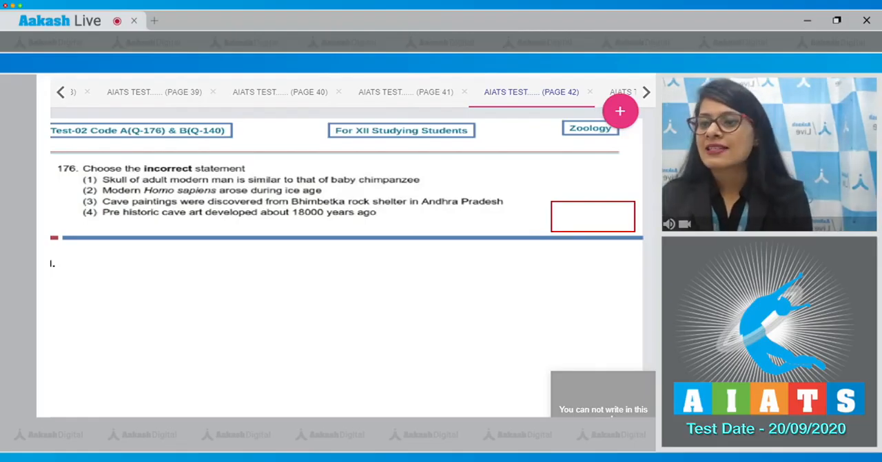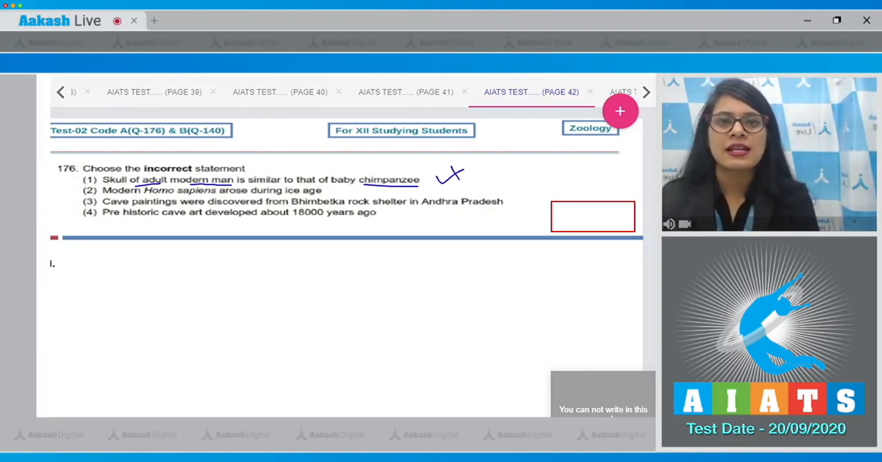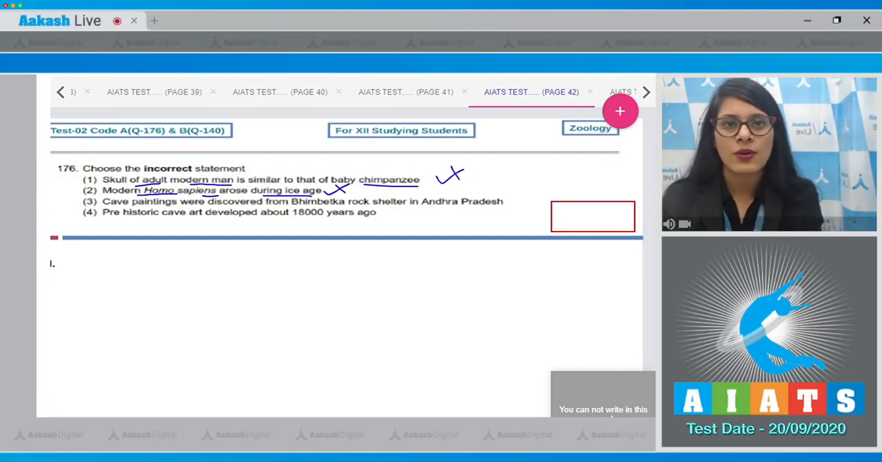Question number 176. Choose the incorrect statement. The very first statement says, skull of adult modern man is similar to that of baby chimpanzee. And as it is a correct statement, this cannot be a correct answer to our question. The next statement says, modern Homo sapiens arose during Ice Age. And as it is a correct statement, this cannot be a correct answer to our question.